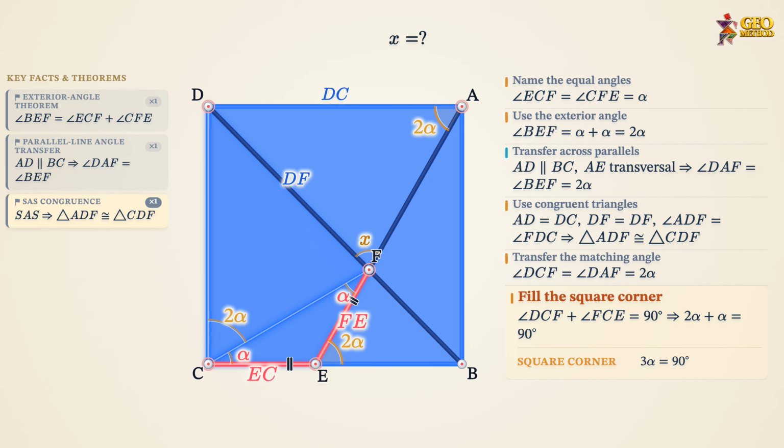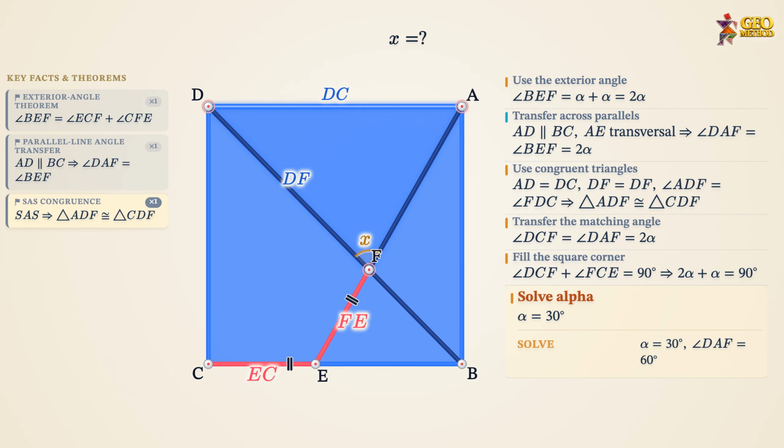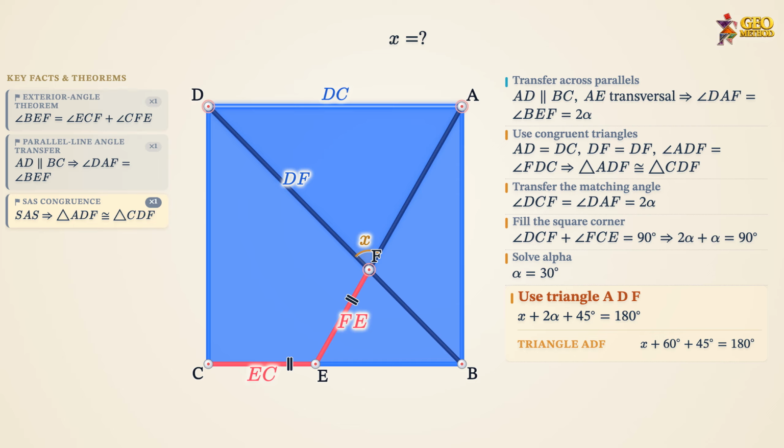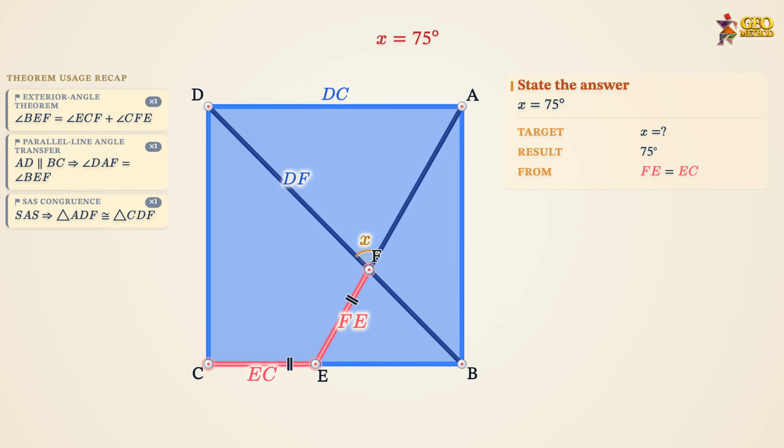At corner C, angle DCF plus angle FCE fills the square's 90 degrees. Thus, 3 alpha equals 90. Therefore, alpha is 30 degrees and angle DAF is 60 degrees. Triangle ADF has angles x, 60 degrees, and 45 degrees. So the answer is 75 degrees.